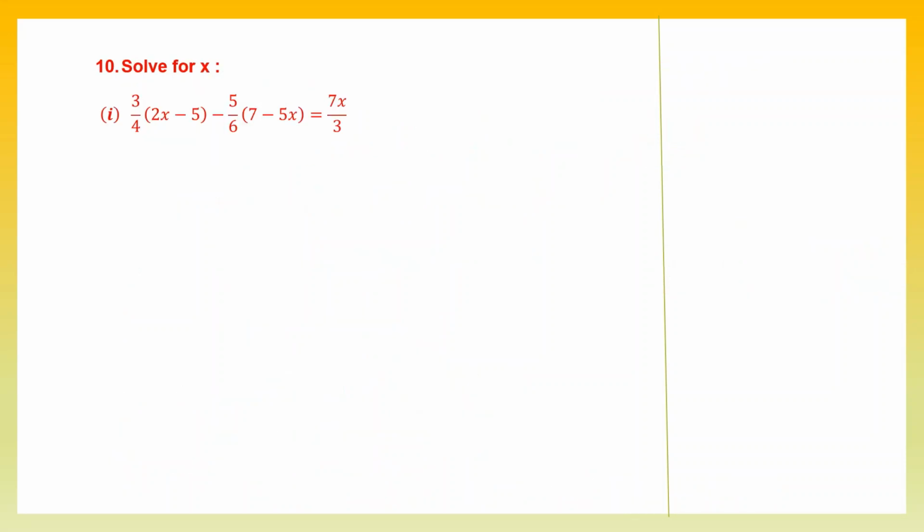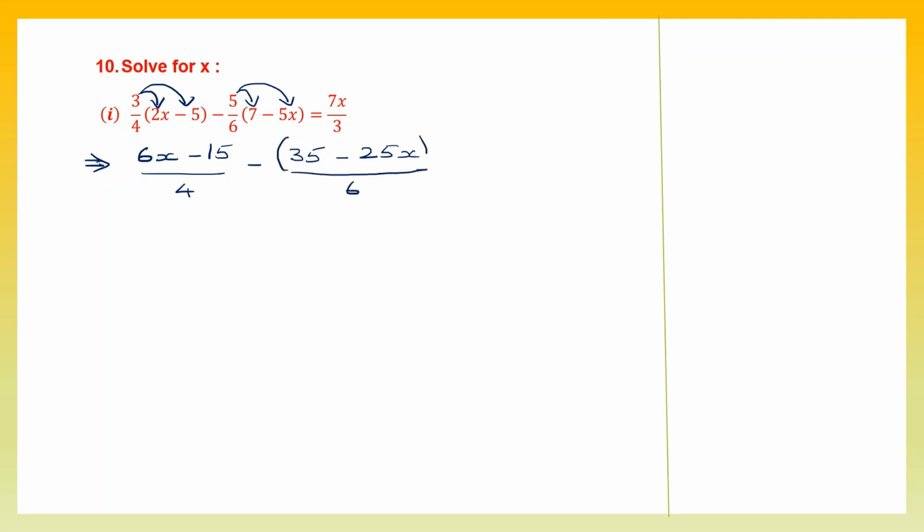Question 10, solve for x. So first we have to multiply 3 into 2x and then 3 into minus 5. So let's do that. 3 into 2x, 3 2s are 6, 6x. Minus 3 5s are 15. This is by 4. Now the other side also we do the same thing. We put the minus sign and then 5 into 7 and 5 into minus 5x. So 5 7s are 35 and 5 into minus 5 is minus 25 and that is x. And the denominator is 6. Now let's put our brackets here because we have a minus sign there. Then this is equal to 7x by 3.